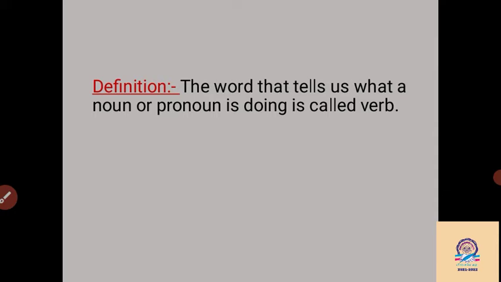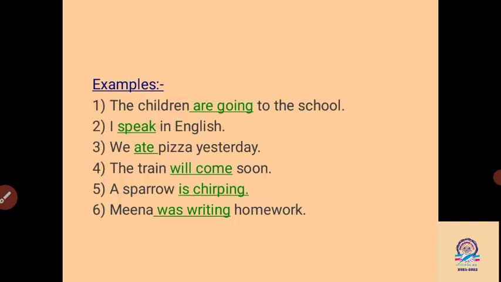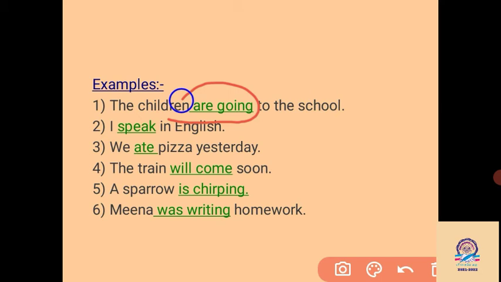So we can say that verbs are action words. Here an example is given. First, the children are going to the school. The children become the subject, and the second position, are going, becomes the verb. Then the second example: I is a pronoun, it means subject, and then after it, speak is a verb. I speak in English. So here speak becomes the verb.